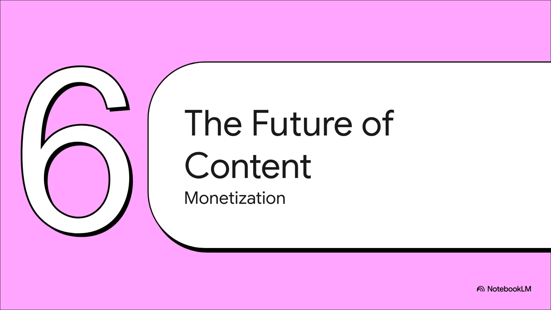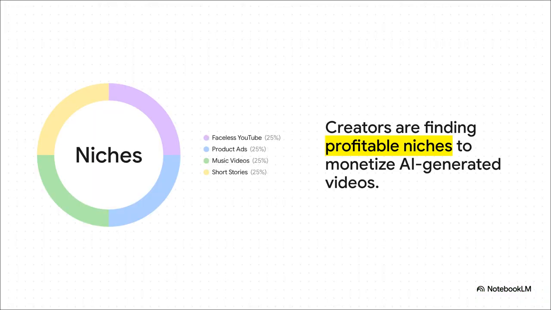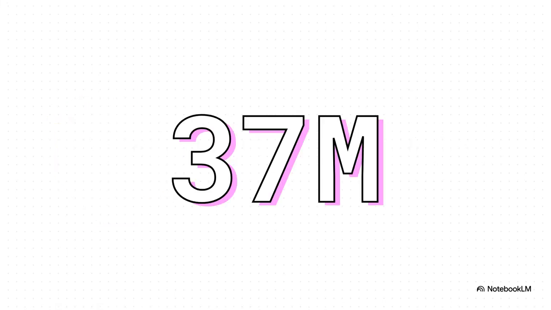So let's zoom out. What does all of this actually mean for the future of making content online? When it becomes this easy for anyone to make a video, what happens next? While people are already finding some incredibly smart and profitable ways to use it. We're seeing this explosion of faceless YouTube channels that tell amazing stories without ever showing a host. We're seeing cool product ads, really creative music videos, and even entire short stories narrated by AI. And the potential to go viral with this stuff, it's just mind-blowing.